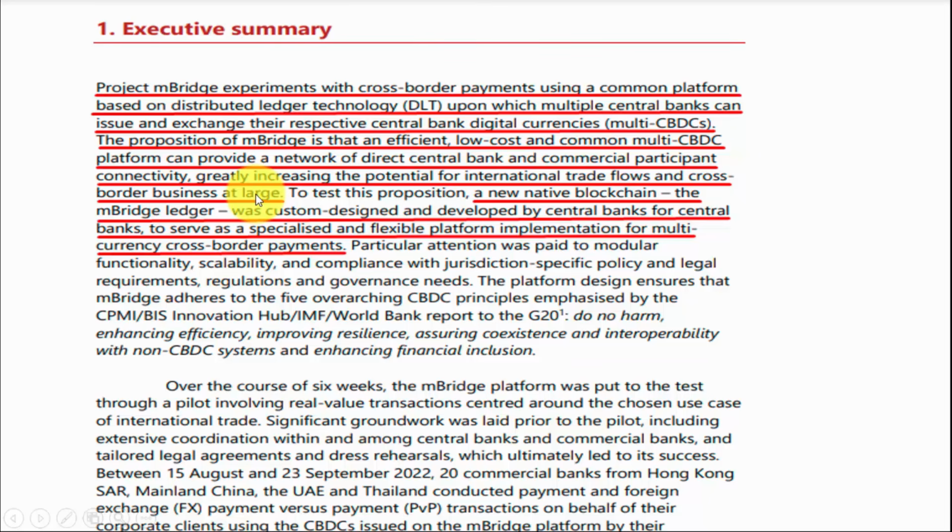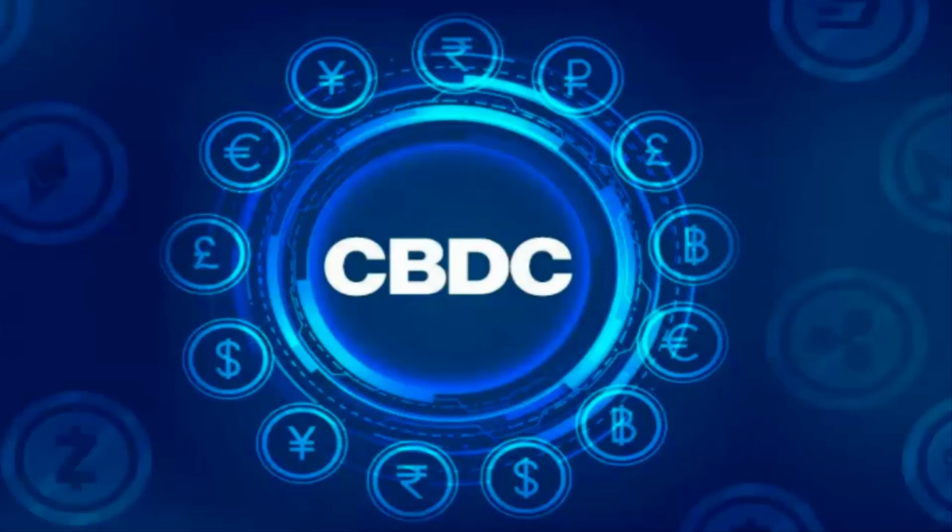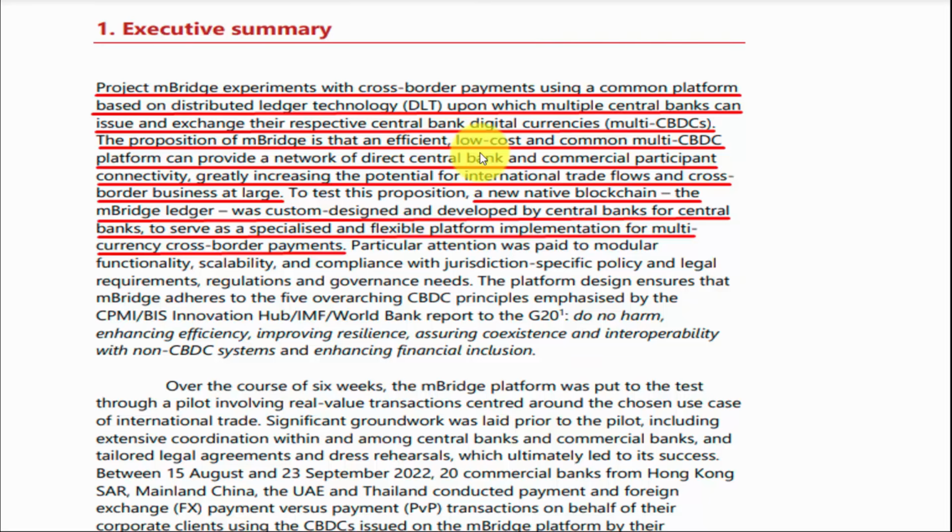So you see here, mBridge is a DLT system that can be used by central banks, and central banks can issue and exchange their CBDCs on mBridge. The proposition of mBridge is that it's efficient and low cost, because there's an assumption out there that XRP or the XRPL is the only DLT system that can provide low cost CBDC interoperability, whereas mBridge also has the ability to do low cost CBDC transactions. Whether it's using XRP to do it, we'll soon find out as we go through this document.